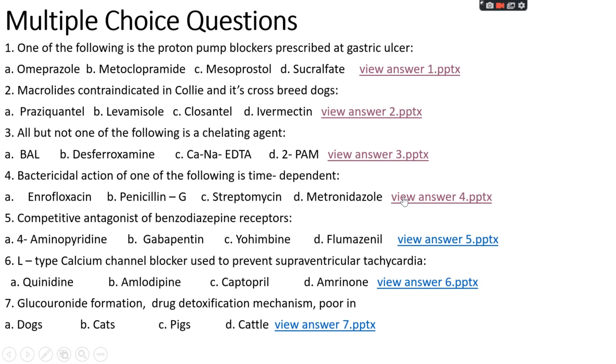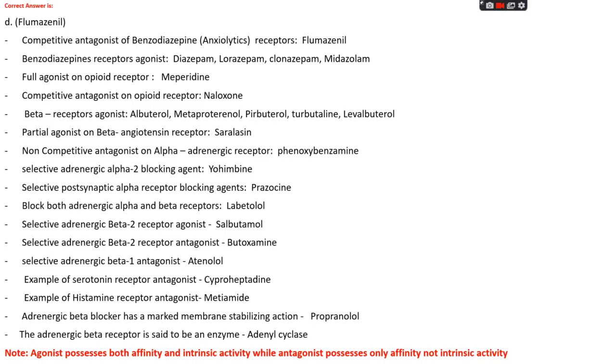Question number 5. Competitive antagonist of benzodiazepine receptor. Option A, 4-aminopyridine. Option B, gabapentin. Option C, yohimbine. Option D, flumazenil. The right answer is option D, that is flumazenil.